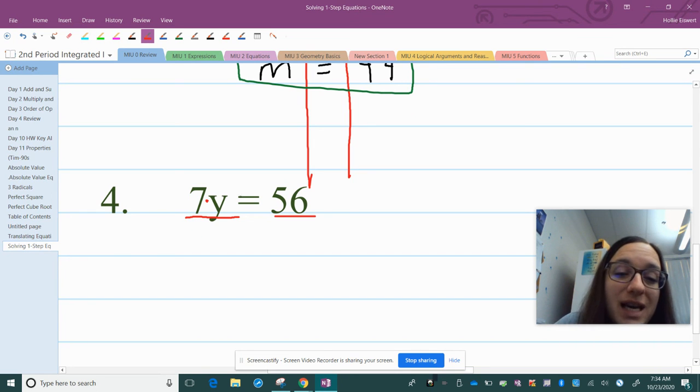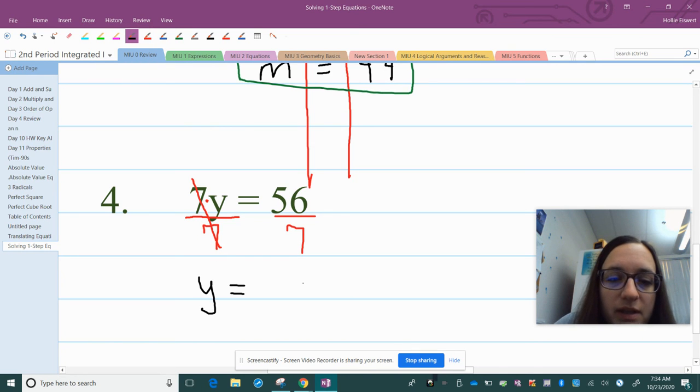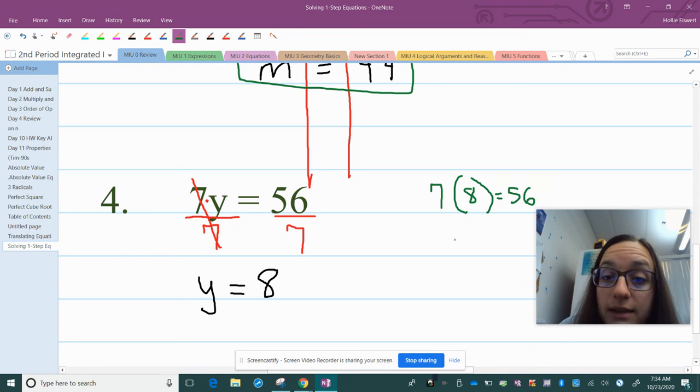Okay, so we're dividing both sides of the equal sign by what number? The number with our variable, 7. That way, 7 divided by 7 leaves us with 1y equals 56 divided by 7 is 8. Now we can always check our work. I'm checking in green. So if we have 7 times 8, do we get 56? Yeah, 7 times 8 is 56, and 56 is the same as 56. Check.